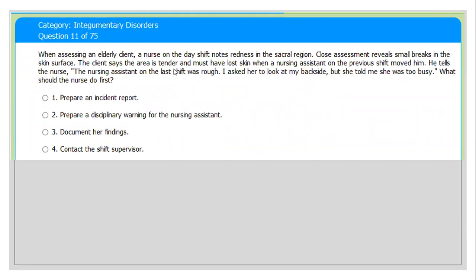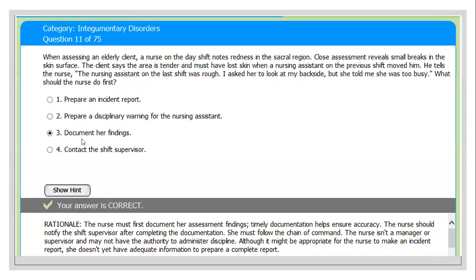Number one, prepare the incidence report. Number two, prepare a disciplinary warning for the nursing assistants. Number four, document her findings and also contact the shift supervisor. The correct answer is document the findings.